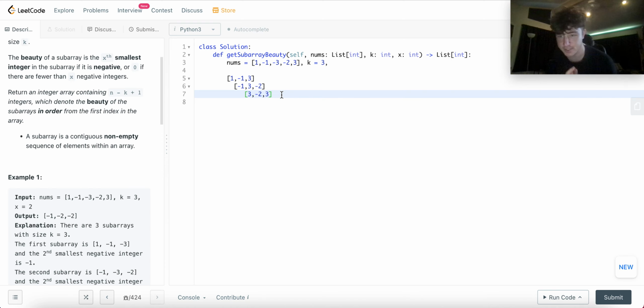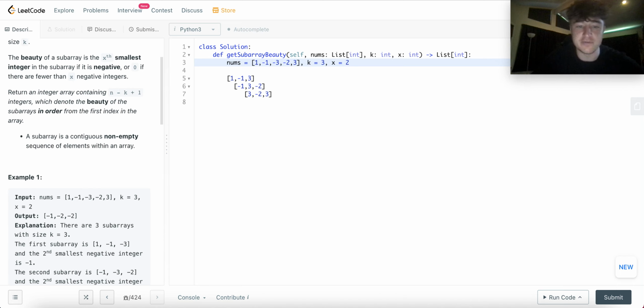There are always tips and tricks where in the code you may not actually have to look at every subarray over and over again. But the idea is you're going to look at each subarray, and then you're going to find the xth smallest value. So we want to find the second smallest value in this array that's negative. This is -3, and I'm an idiot. I apologize, everybody.